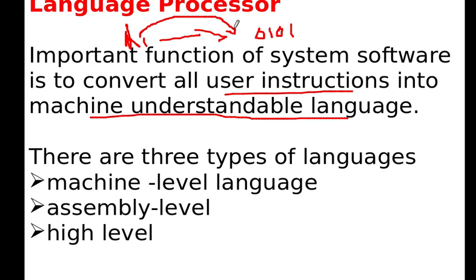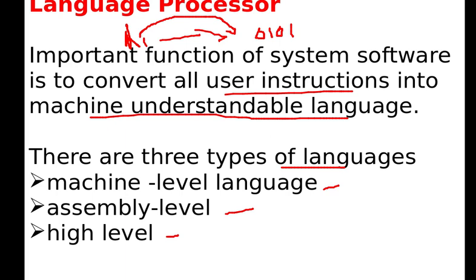Language processor. Right? So there are three types of languages: machine level language, assembly level language, and high level language. We have already seen these two languages, machine and assembly level languages, but today we will also learn what we mean by machine and what we mean by assembly level language.